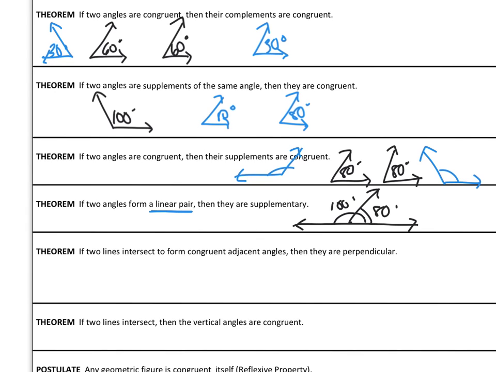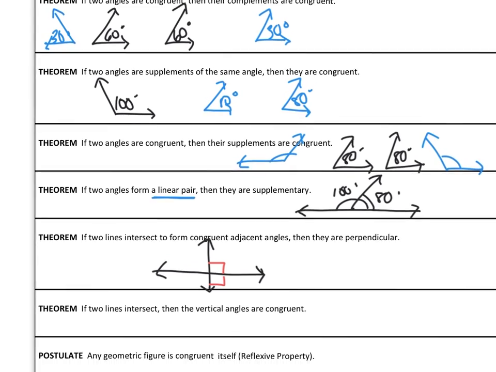If 2 lines intersect to form congruent adjacent angles, then they're perpendicular. So if 2 lines are intersecting to form congruent, so equal measures, and adjacent, meaning right next to each other, then they have to be perpendicular. Otherwise, those 2 angles that are adjacent would not be equal to one another. They'd be supplementary if they're forming a straight line. The right angles are also supplementary, but if they weren't perpendicular, it would be like a 100-degree angle and an 80-degree angle. They would not be congruent. It has to be perpendicular for the two adjacent angles of intersecting lines to be congruent.